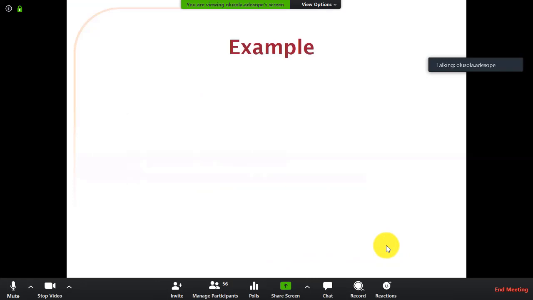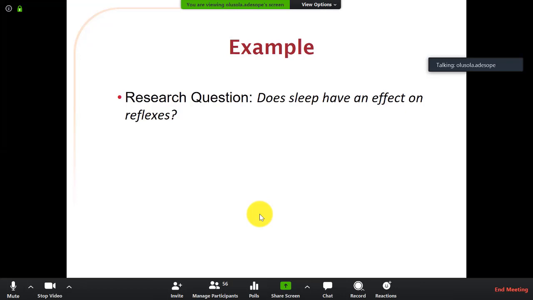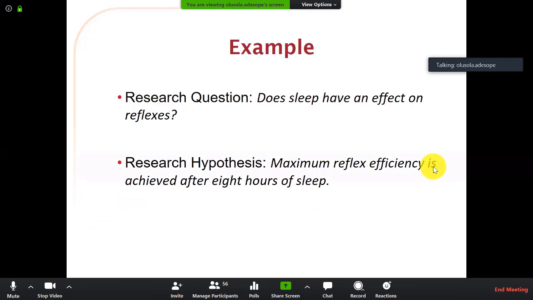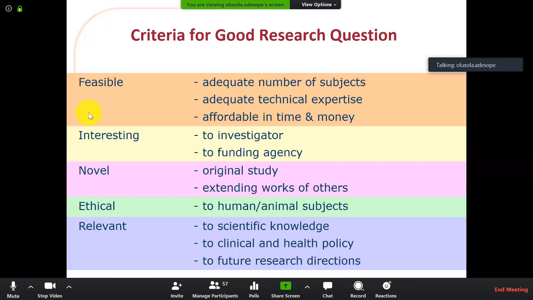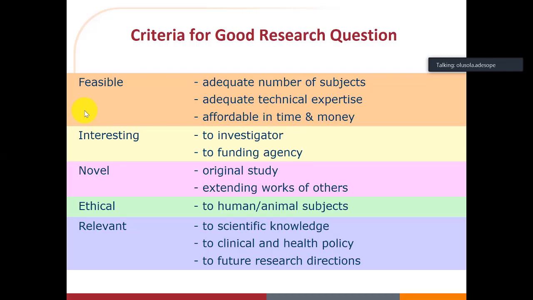An example of a research question is, does sleep have an effect on reflexes? That is a research question. A research hypothesis could be, maximum reflex efficiency is achieved after 8 hours of sleep. That is a hypothesis being put forward. So now you know a research problem, a big problem, you're trying to fill a void or a gap. Then you develop a research question. You can also develop a hypothesis that is based on theory and a body of empirical literature.